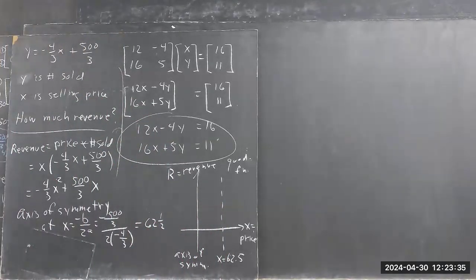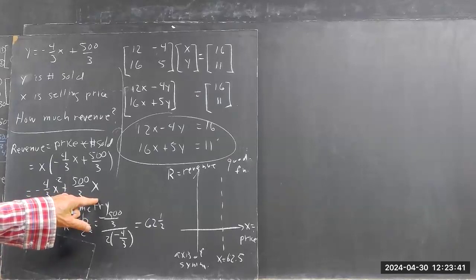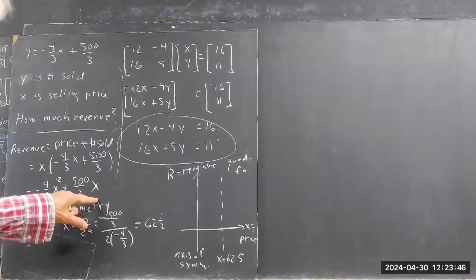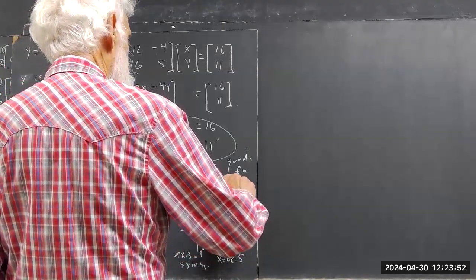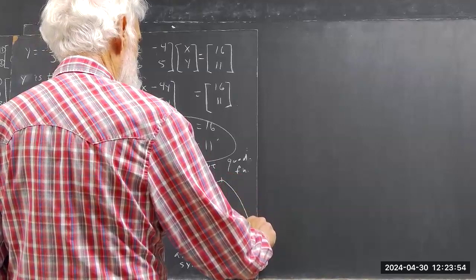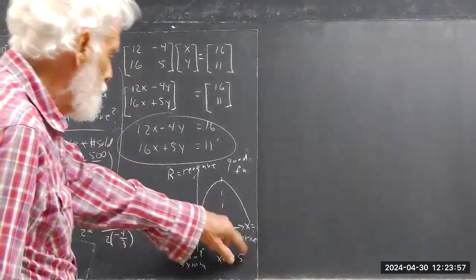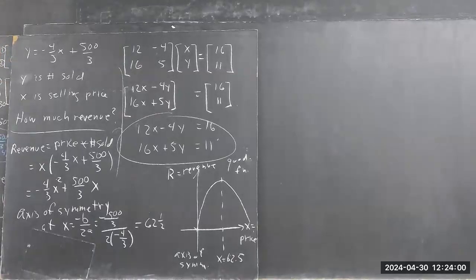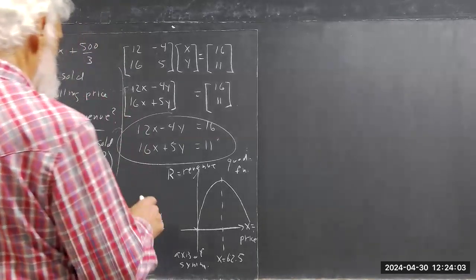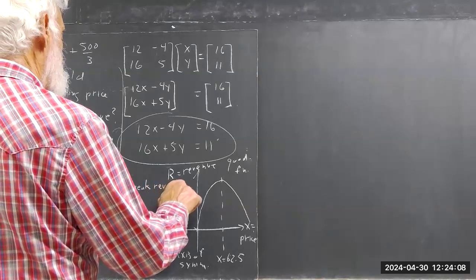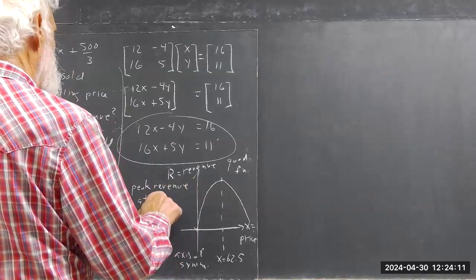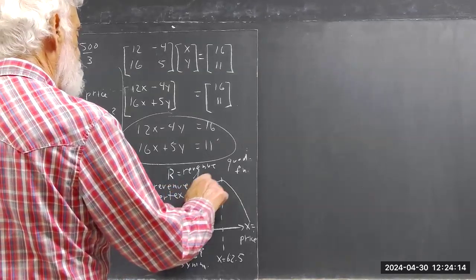And this says, okay. Let's see, when x equals 0, the revenue is 0. X is your selling price. If you don't sell them for anything, you just give them away, you don't make any money. You don't collect anything. So you got a point here. You're going to have a peak on your axis of symmetry. And then symmetric with that, you'll have the other side of the parabola. Your peak revenue is at the vertex.